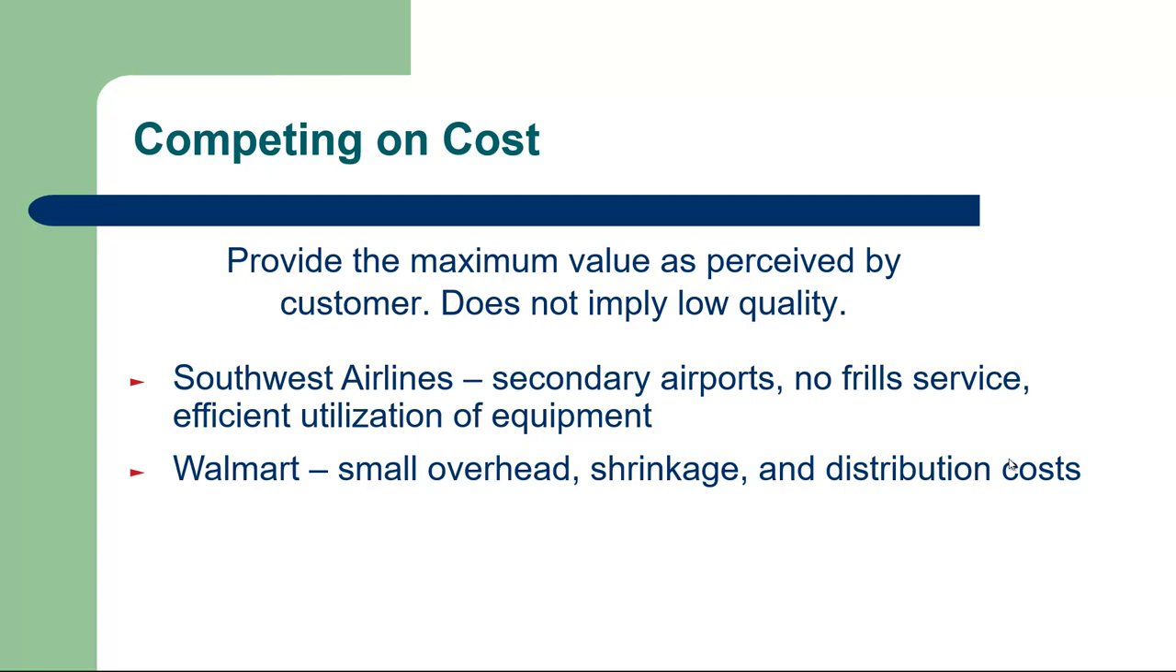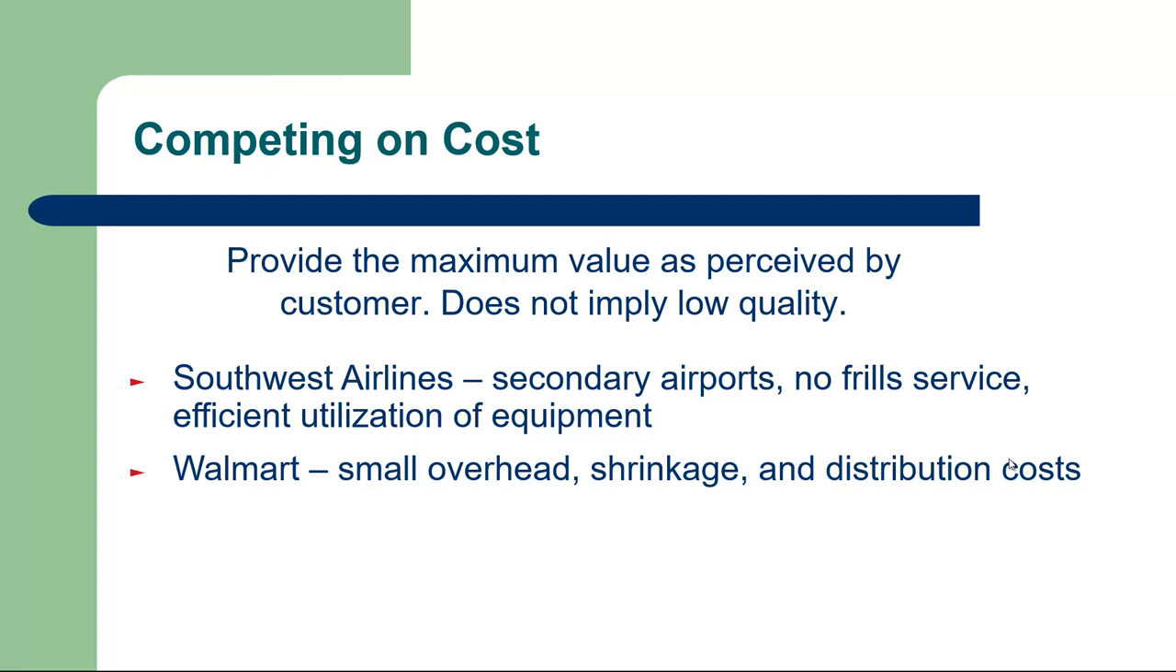But if the organization's strategy was competing through cost, then the organization needs to provide the maximum value as perceived by the customer, and actually it should not imply low quality. When we say lower cost, that doesn't mean low quality. For example, Southwest Airlines use secondary airports to reduce the cost, not the major airports, so as not to pay more money for the services that will be provided by the airport.